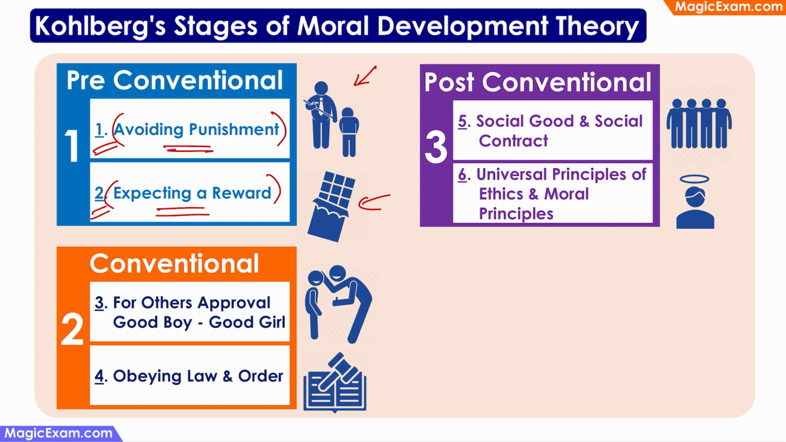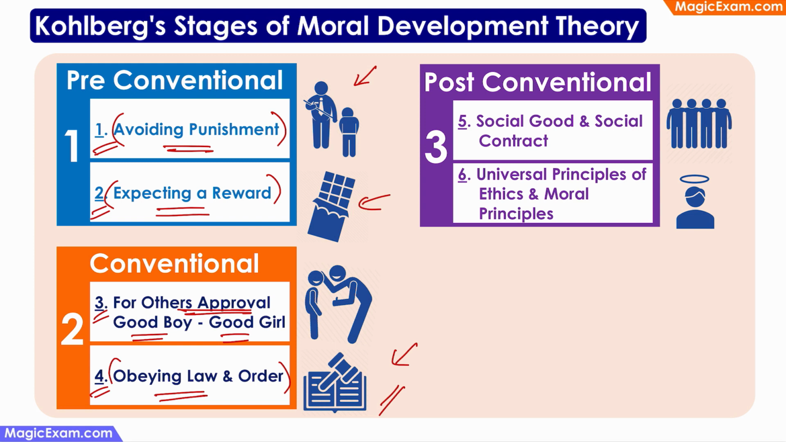Therefore, expectation of a reward is driving the moral decisions in stage 2. In stage 3, children are now looking for others' approval. That is, if they do the right thing, they are expecting that they will be called a good boy or a good girl by others. And that is driving their moral decisions. In stage 4, they are just obeying the law and order. By now, they are old enough to understand that there are some laws and rules and regulations that they have to follow. So their moral decisions are based on the type of rules or laws or regulations that they have to follow.